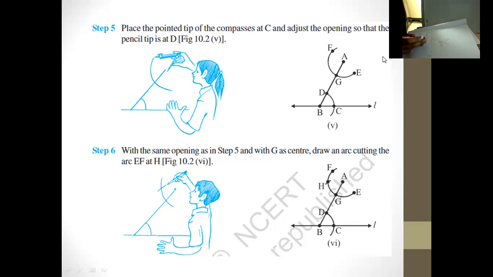Then what is the next step? With the same opening as in step 5, with G as a center, draw an arc cutting the arc EF at H. I will be keeping the metal arm of the compass at G, then cut the arc EF over here. So this is the final point we would be obtaining, that is point H. We have received the point H.